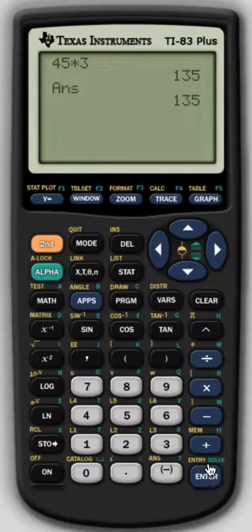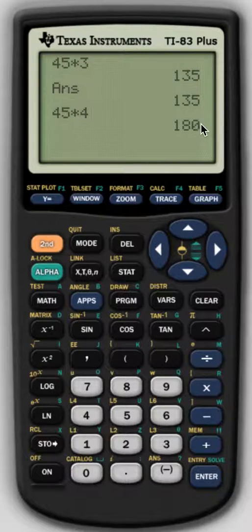Above the enter is "entry," and I can pull up things. There's the last thing I had, which is answer, right above it. If I hit second and entry again, it pulls up the 45 times 3, and that I can go and edit. So I can just backspace here, and maybe I want 45 times 4 instead. I can type over it, hit enter, and now I have that result.